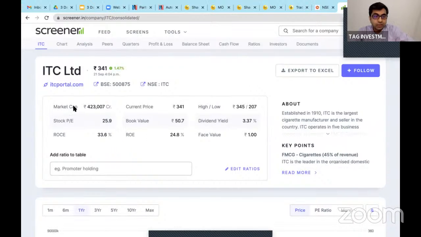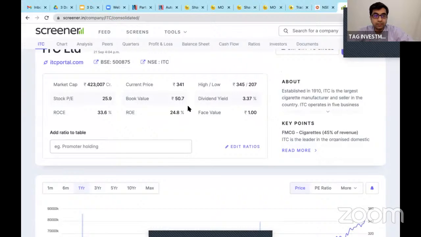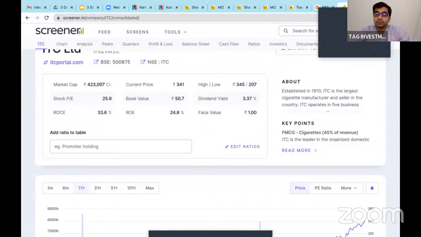So here you can see the market cap. It is 4 lakh crores. The current market price is 341. It's going almost at an all-time high. The dividend yield is 3.37. The book value is 50.7, which means if it was to close its entire business, what is the per share value which an investor will get? That is book value. Stock P/E: what is the price a shareholder is ready to give to earn 1 rupee from the share.